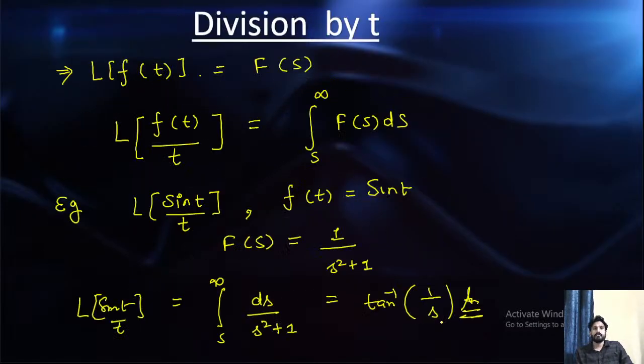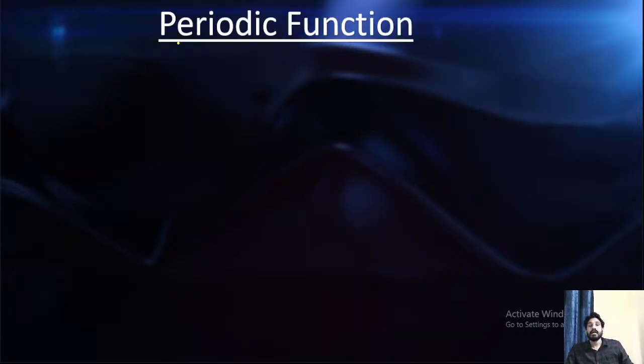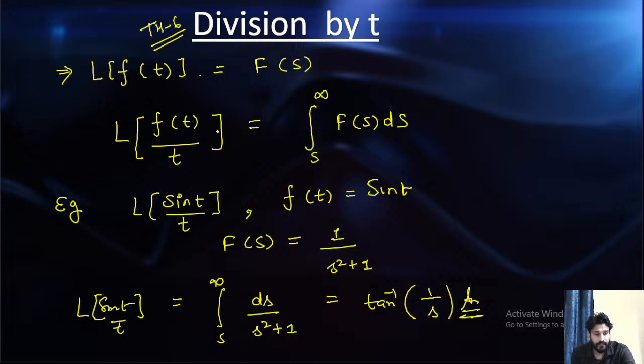This is your property number 6, or you can say theorem number 6. Okay, great. Now, what about the periodic function? What about the periodic function, guys? So this is your theorem number 7, and this theorem is basically talking about the periodic function, right? Is this clear to you? I hope that there is no problem.